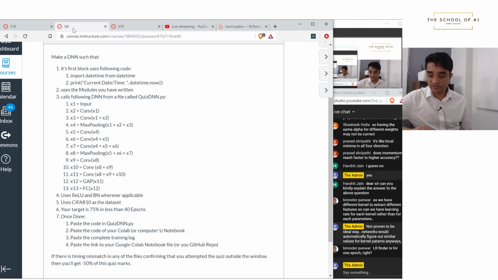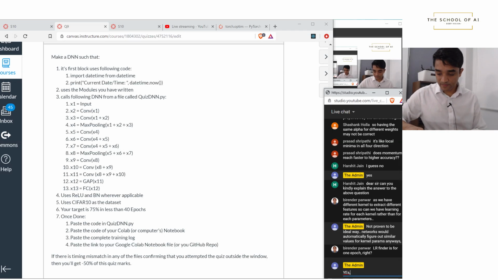LR Finder is for one epoch, yes. We don't call it epoch, but iterations. Basically running many batches.